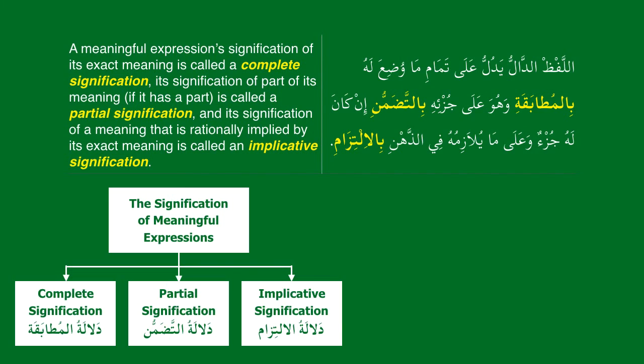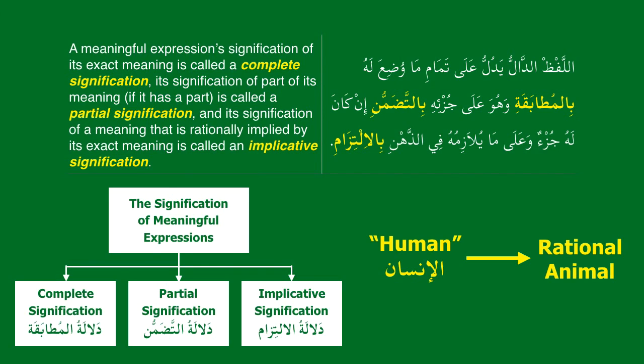The first kind of signification, the first way in which a meaningful expression signifies its meaning, is called complete signification. And he illustrates this with the expression human. So the word human, the expression human in English, or the expression insan in Arabic, signifies the meaning of rational animal. Now, rational animal, you need to imagine this as a meaning in the mind. You need to separate this meaning from the word rational and from the word animal.